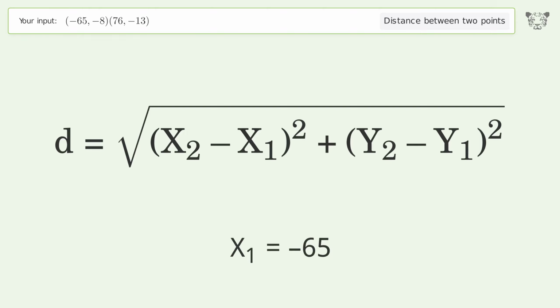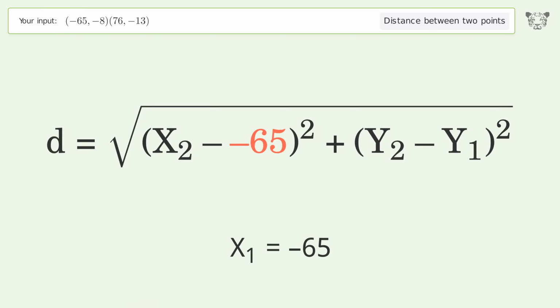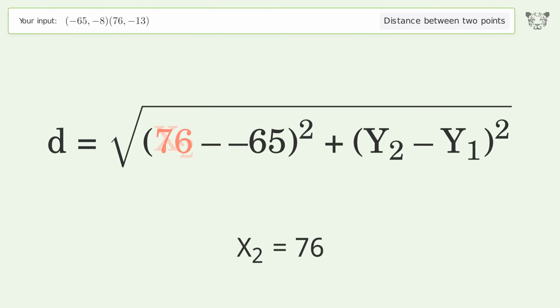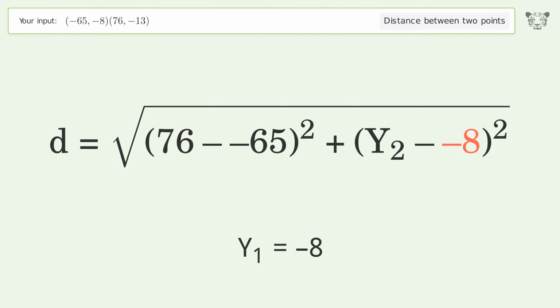x1 equals -65. x2 equals 76. y1 equals -8. y2 equals -13.